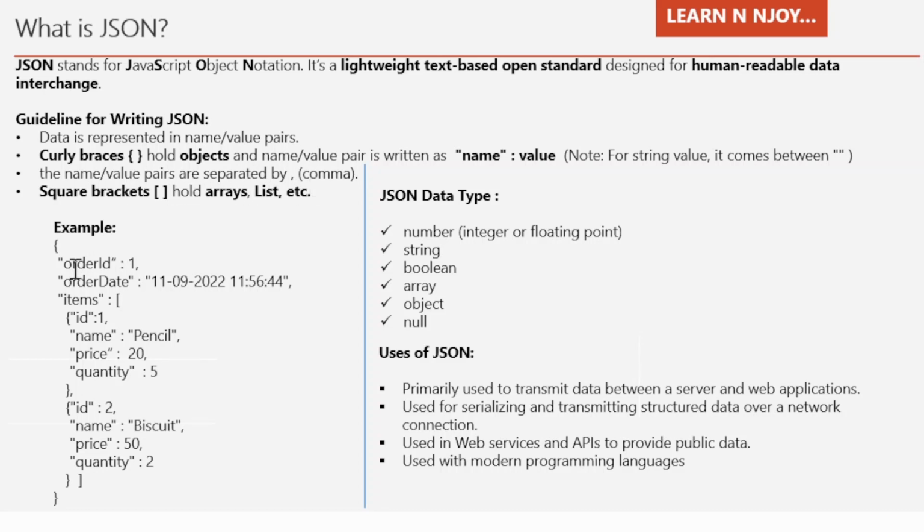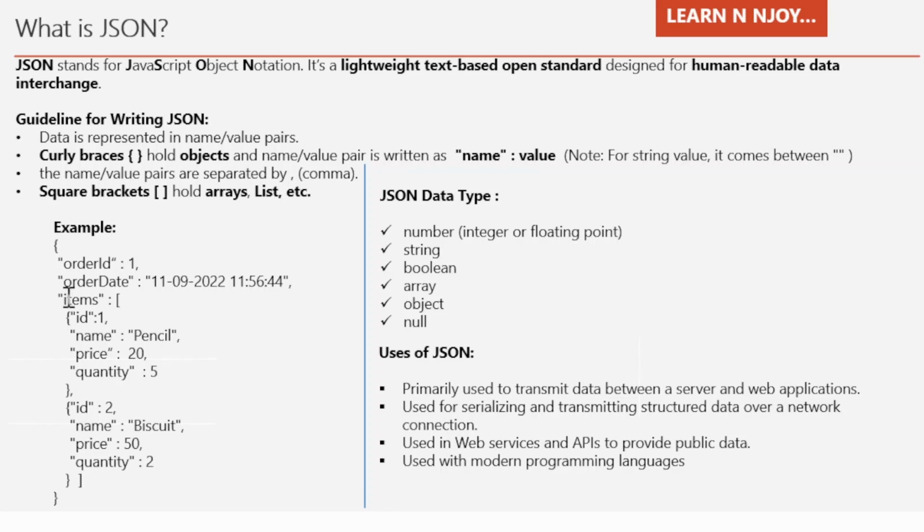Let's try to understand with the help of the example shown over here. JSON text starts with an opening curly brace and ends with a closing curly brace. That means it is going to hold an object's properties. So properties we write in name-value pairs. That's why I wrote OrderID colon 1, OrderDate colon 11/9/2022, 11:56:44, right? Then the Items property, which is going to hold an array of objects, and that's why its value starts with a square bracket over here, right? And it contains two objects, object 1 and object 2.